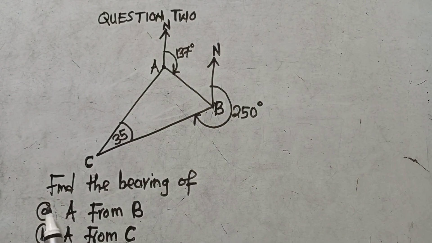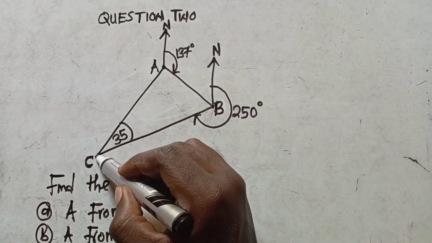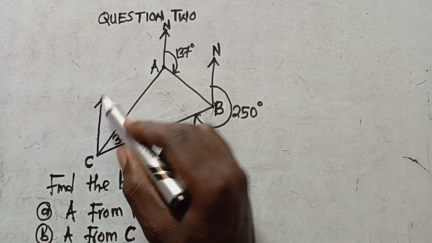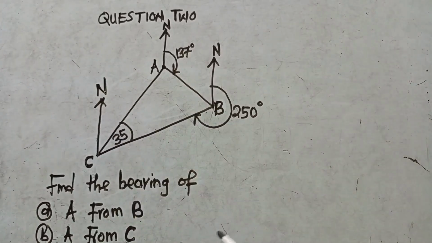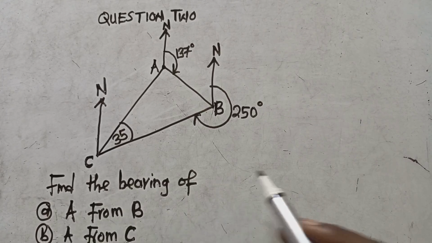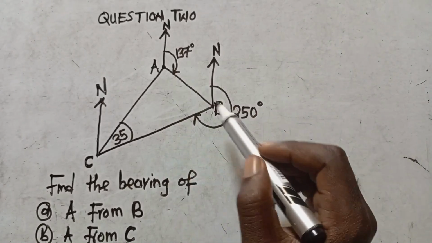Then the first question here is telling us to find the bearing of A from B. Before you go any further, what you need to understand is that you put a north here. You say, okay, I'll put a north there, so that some things will be simplified. So the first question, I'm told to find the bearing of A from B. So A, where is A? A is here. From B.